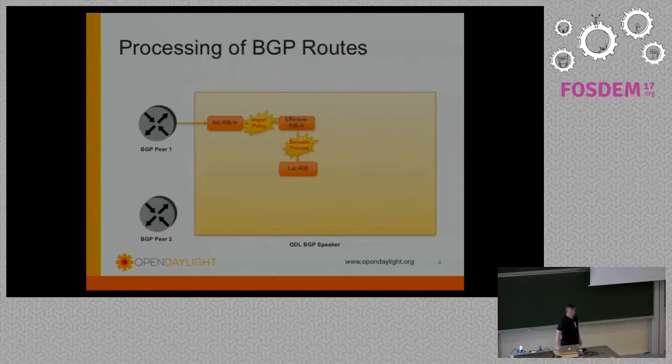So from that, we generate the local RIB, and that is what we'll then use to generate topology. And we have one local RIB for all of our neighbors. Then we apply again a very simple export policy, and we generate an Adj-RIB-Out for each of our peers.